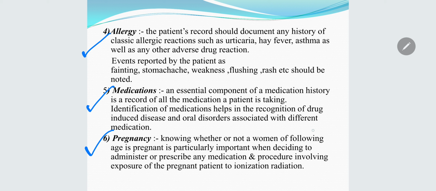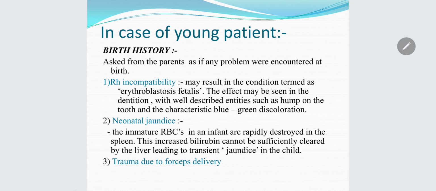And pregnancy, because many of the drugs we will give have interactions, and this is very important to prevent exposure to ionizing radiation. You have to ask females of the fertile period for any pregnancy history also. In case of a young patient, you can ask the parents about Rh incompatibility, jaundice and trauma due to forceps delivery. All these may cause developmental anomalies that can be found in the teeth or the face. Hence, you can take this type of case history also.